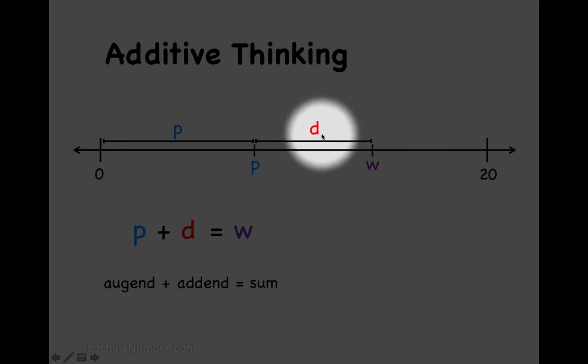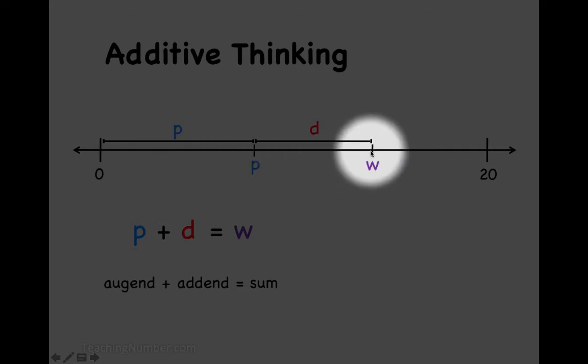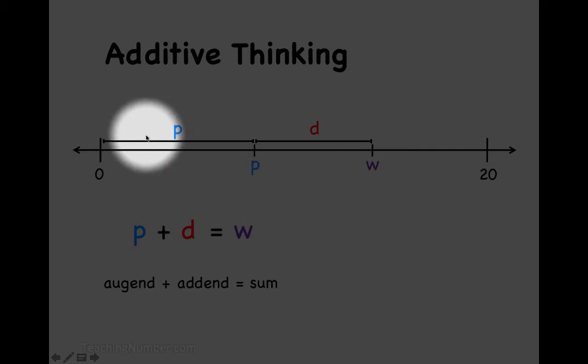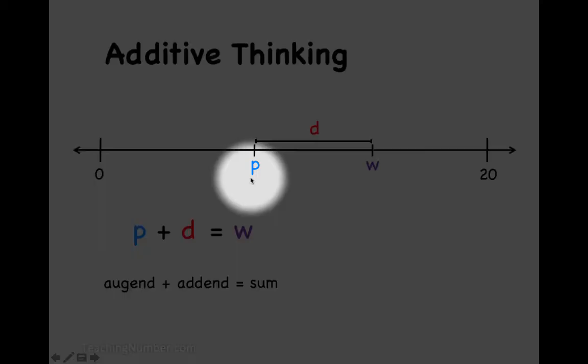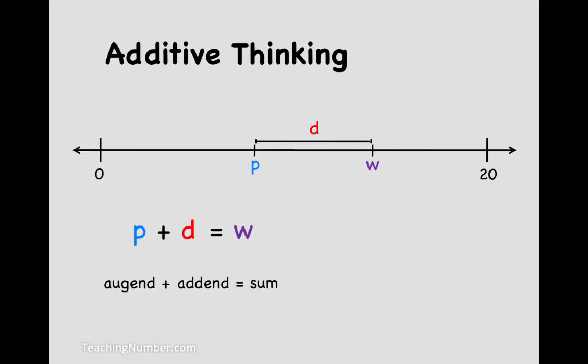The different part is this quantity between P and W, between the initial part and the whole. So since we can read P directly from the number line, we don't really need this quantity in our model, so we can remove that. And now we have part plus difference equals whole, or officially, augend plus addend equals sum.